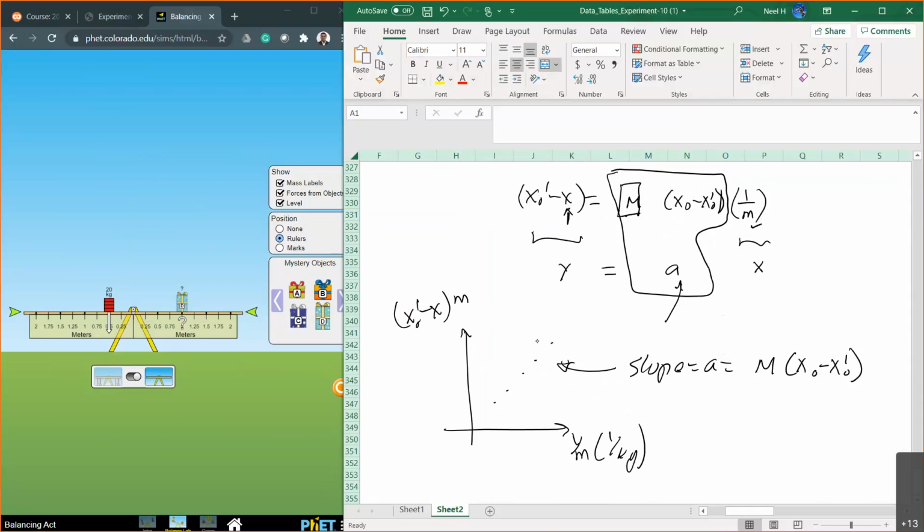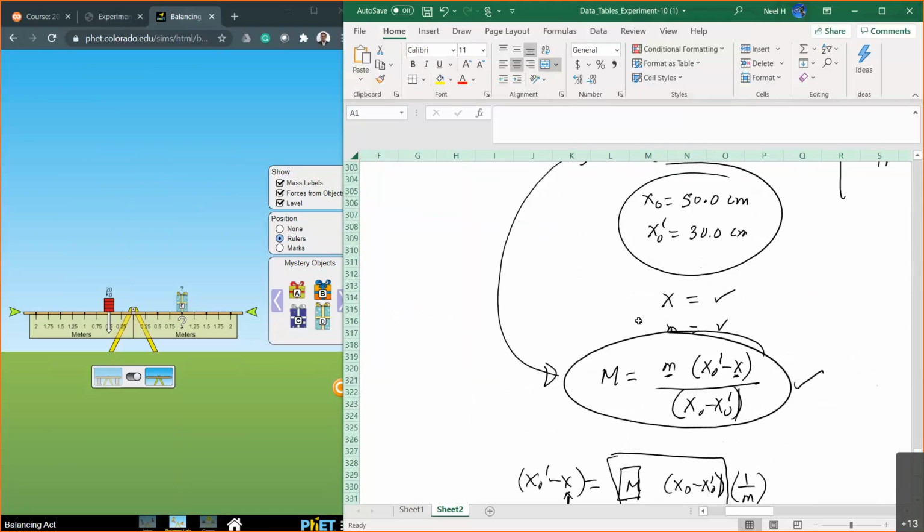These two we know. One is 50 centimeters minus the other, 30 centimeters. I need the unit in meters, multiplied by -2. That means about 0.2, right? So I can simply say the mass of the meter ruler is equal to the slope divided by 0.2. If I have the slope, I can divide by 0.2 to get the mass of the meter ruler. So that's actually the major part of the experiment.